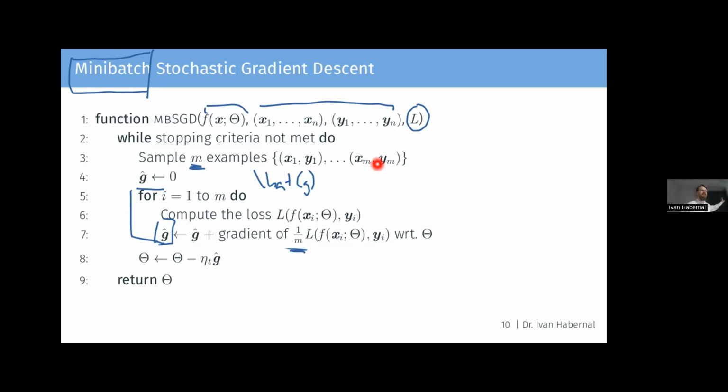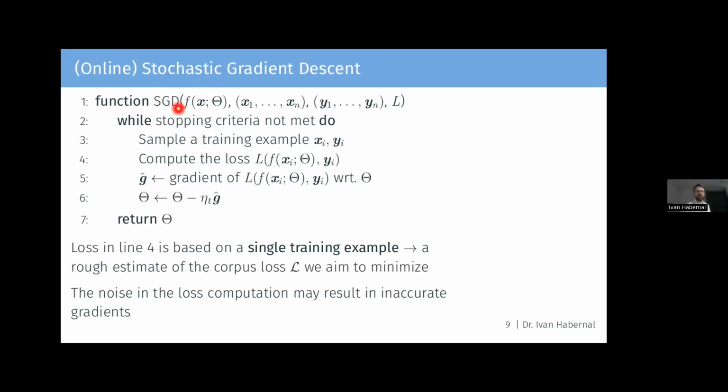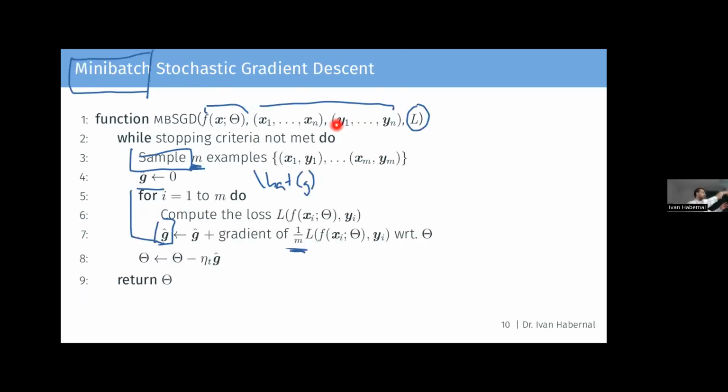Any other question on the mini-batch stochastic gradient? Yes. Stochastic means you're randomly sampling the batch. Right, this is it. Here it's stochastic because you choose randomly one example from the training data. Here you're sampling a batch of training data.